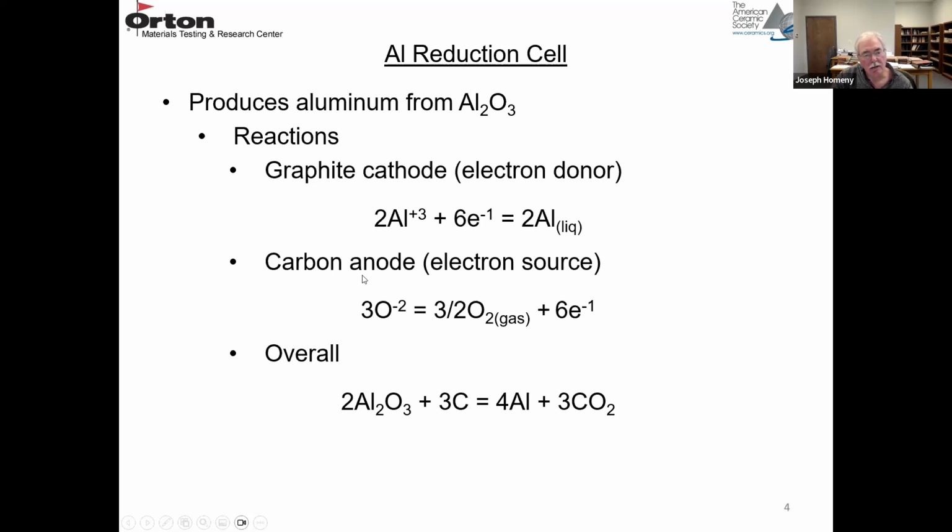And then at the carbon anode, that's the electron source. The O-2 provides the electrons that react with Al+3 to form Al liquid. So O-2 becomes O2 gas, and the electrons that are liberated are reacting with Al+3 to form the liquid aluminum. So the overall reaction is just Al2O3 plus the carbon forming liquid aluminum, and then CO2 gas.